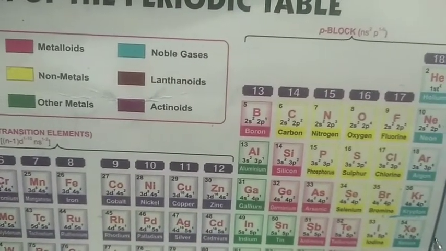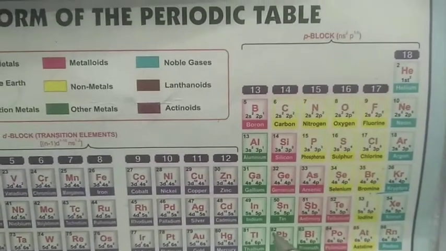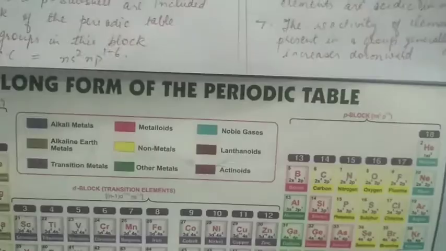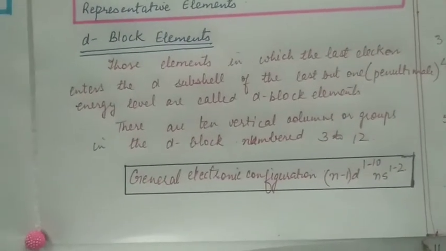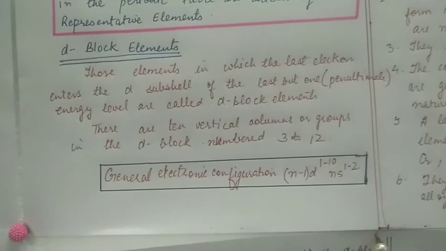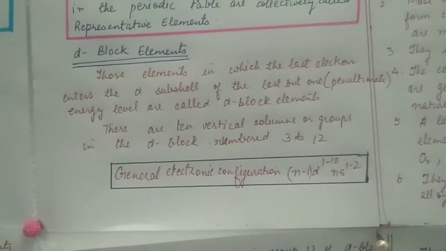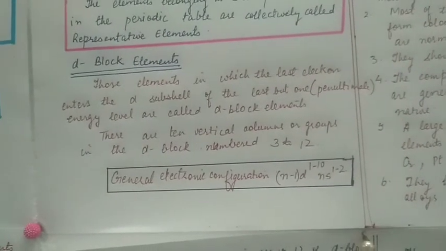The elements belonging to S and P collectively are called representative elements. Next is the D block elements. The elements in which the last electron enters the D subshell of the last but one, the penultimate energy level, are called D block elements.